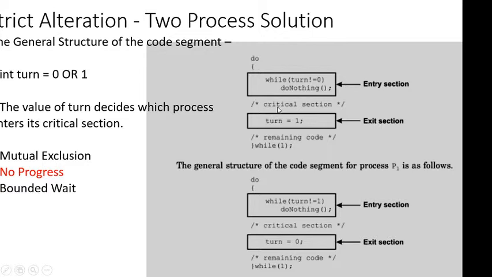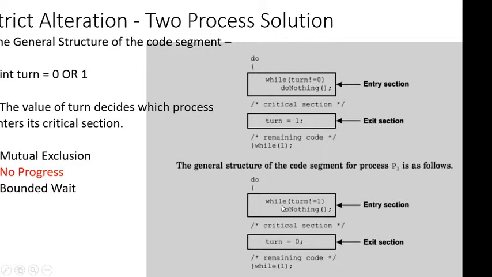After it finishes its critical section, it'll set turn equal to one, meaning P1's turn has come, so it sets turn to one. It then runs the rest of its remaining code. Now process one has the same structure. Process one wants to go inside its critical section. Now, since process zero has set turn equal to one, the turn is process one's.